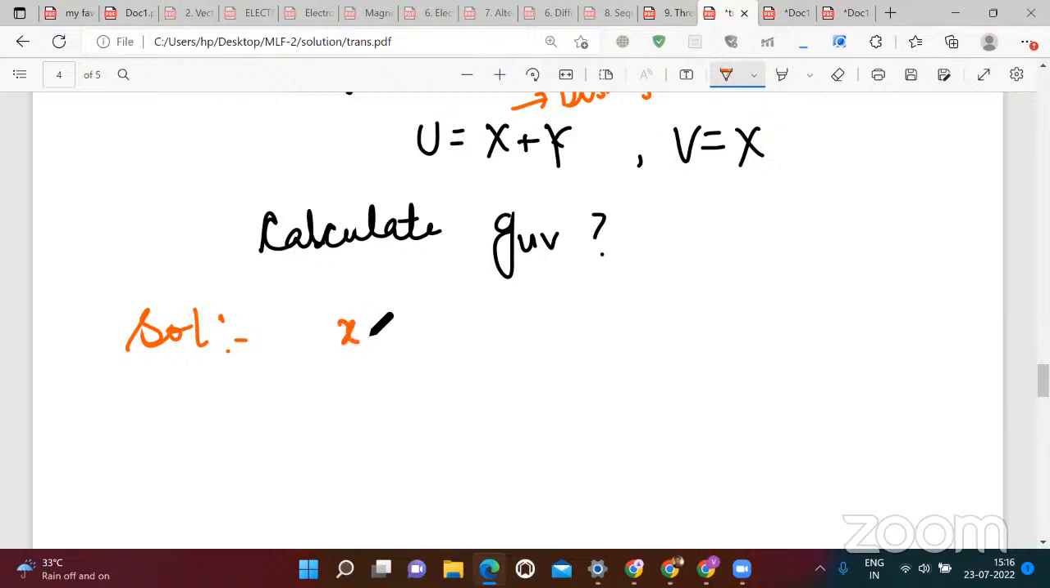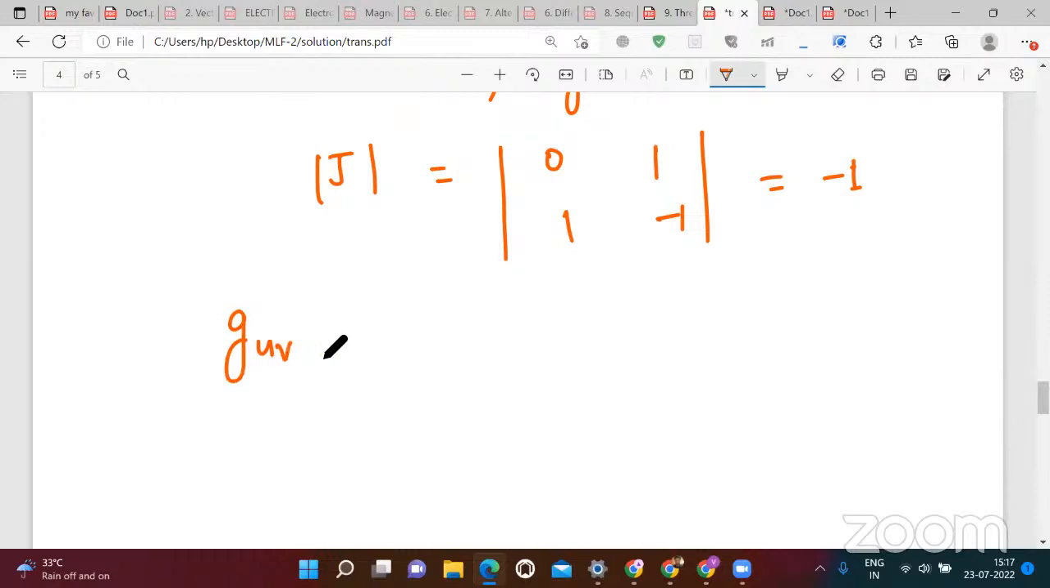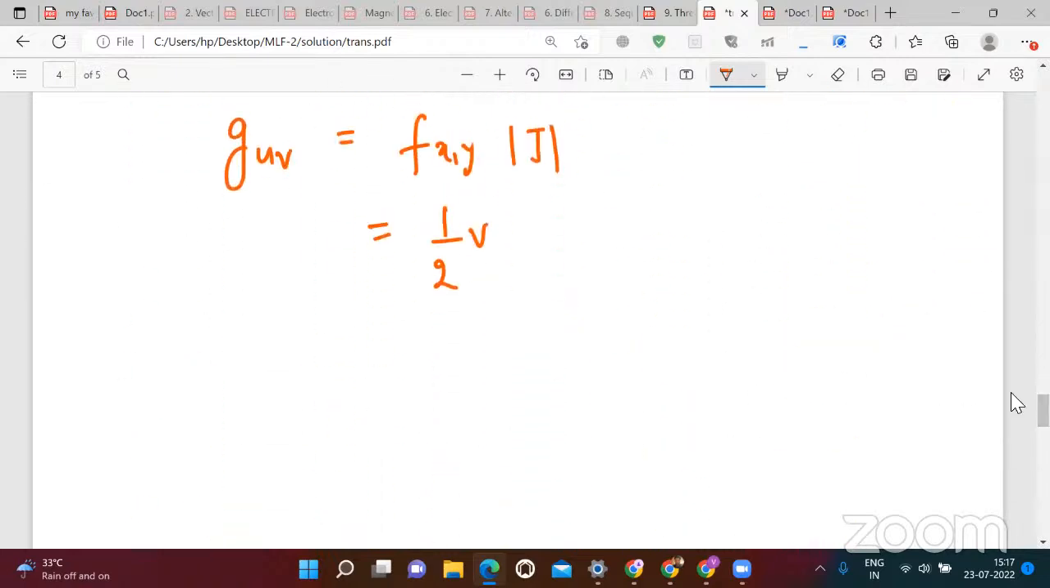The same step: x equals v, y equals u minus v, right? And then you need to calculate the Jacobian. The Jacobian will be what? 0, 1, 1, minus 1, and this is minus 1. Okay, so you can write g of u, v as f of x, y into Jacobian, and you need to take the mod value. So this is similar to f of x, y, only you need to replace the values of x, y. Here x is v, and then e to the power minus u minus v, right? And the domain you need to fix. The domain is what? x is less than 2, less than 0.